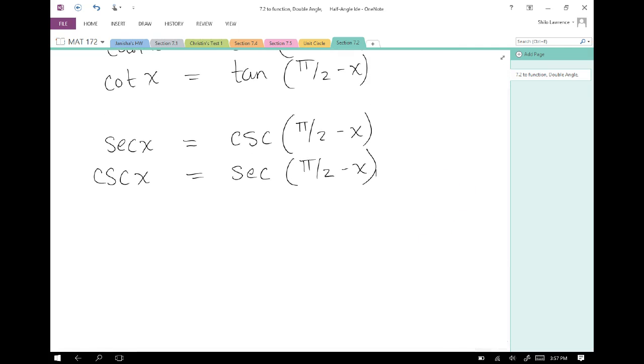Now there are some other trig identities that involve pi over 2, but these have a plus in them instead. And to deal with those, what I suggest you do is use your sum and difference formulas that you learned back in the last section. And I will show you how we can simplify them with the sum and difference formulas. So, some other identities that involve pi over 2.